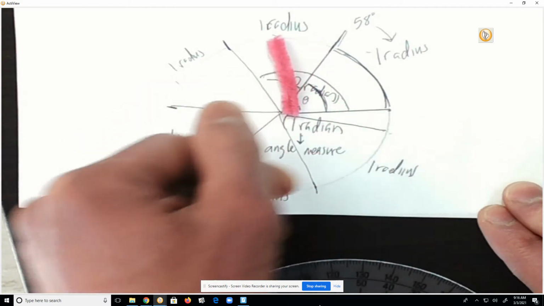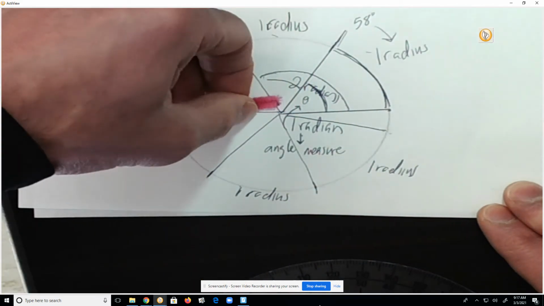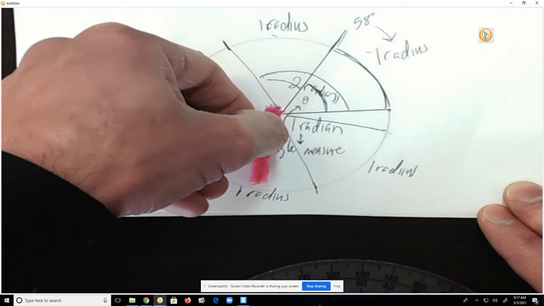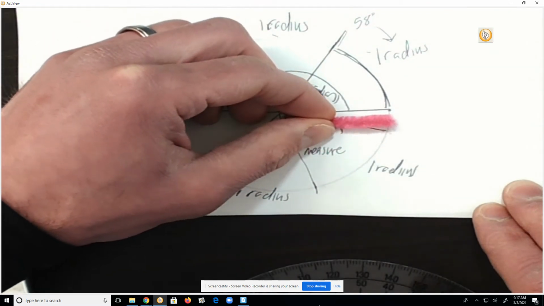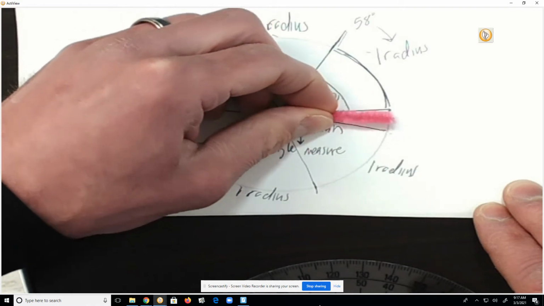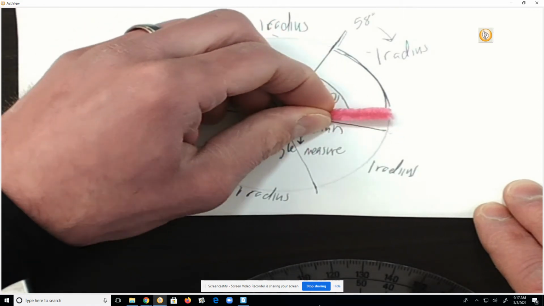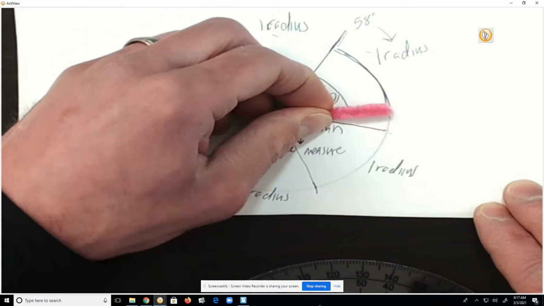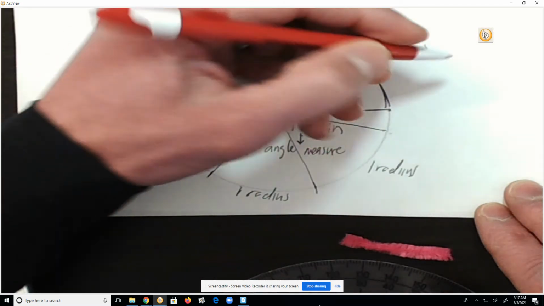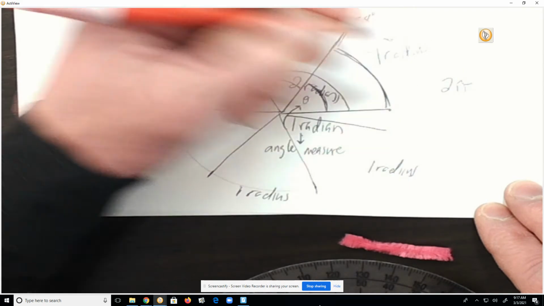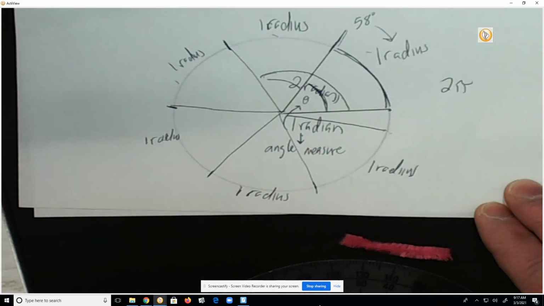If I rotate this angle all the way around, 4 radians, 5 radians, 6 radians, there's a little bit left over. So you guys know why there's more left over. You may not know in your head right now, but you know it. The circumference of a circle is 2 pi. Pi is 3.14, et cetera, et cetera, et cetera.